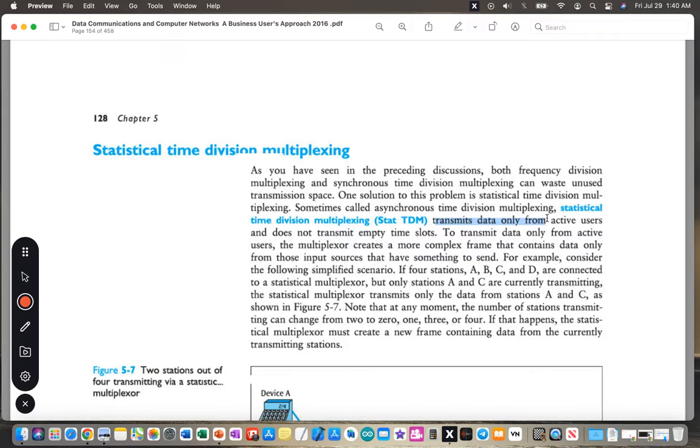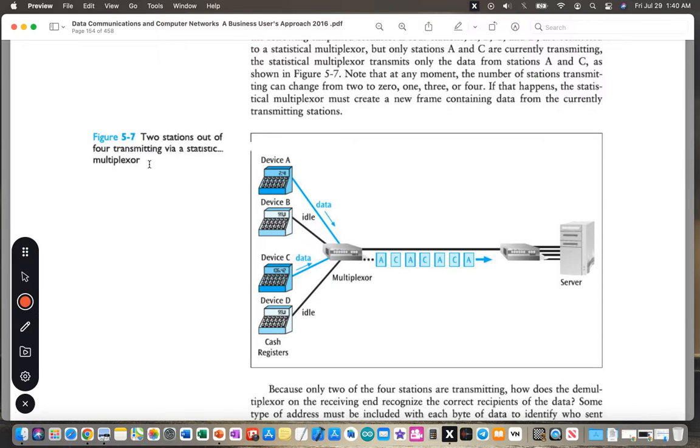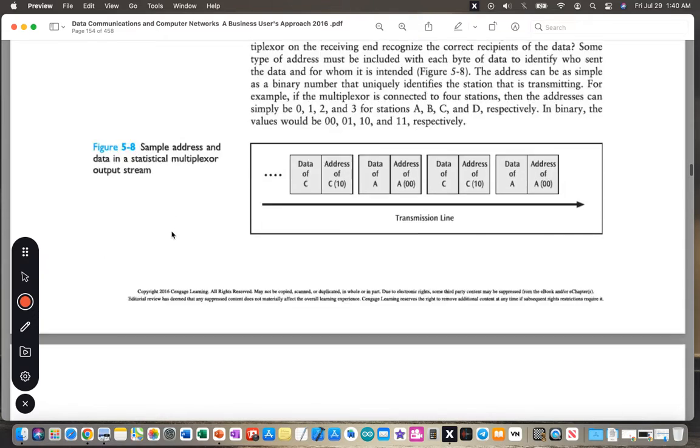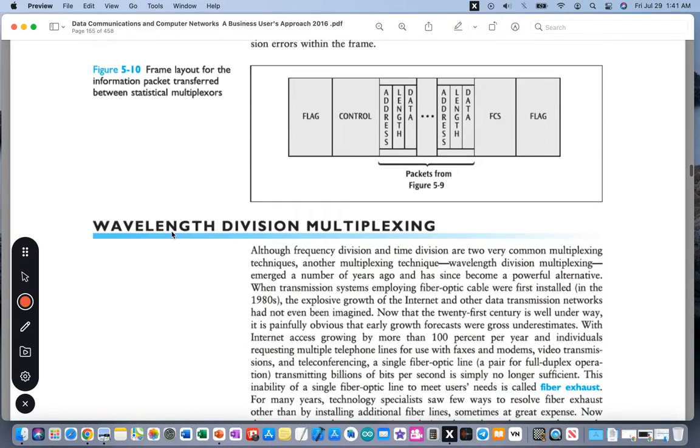It transmits data only from active users and does not transmit empty time slots. So they don't consume the bandwidth for nothing, for empty. And this is really smart. Two stations out of four transmitting via statistical multiplexing. So only the first and the third, so it's A C, A C, A C, and so on. No need to send empty slots for the idle ones. All right, and let's continue. It's very clear.